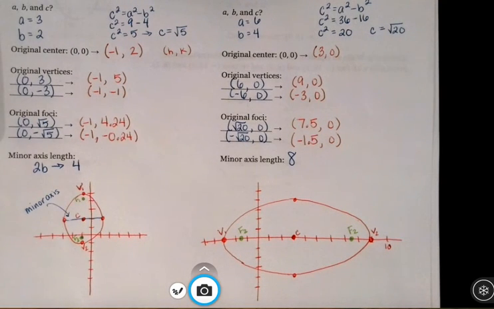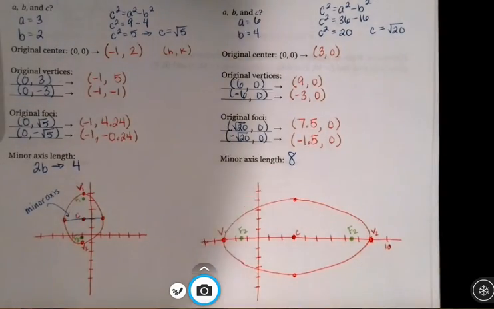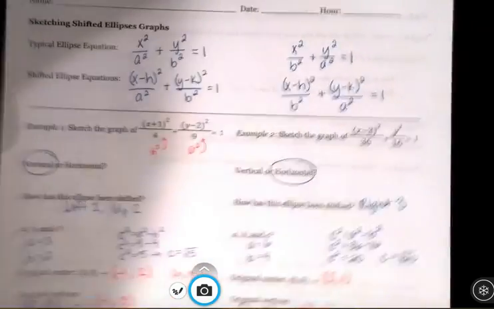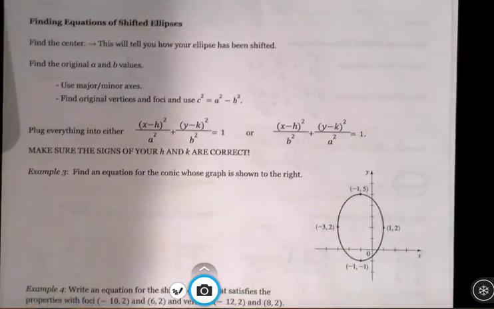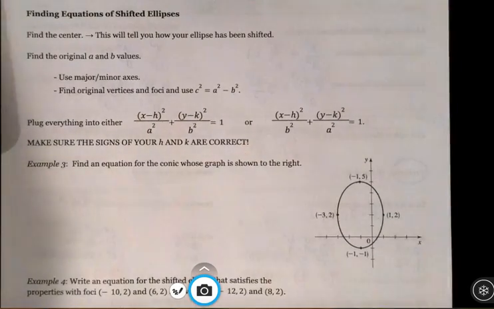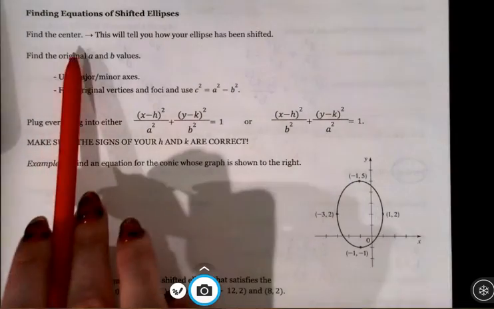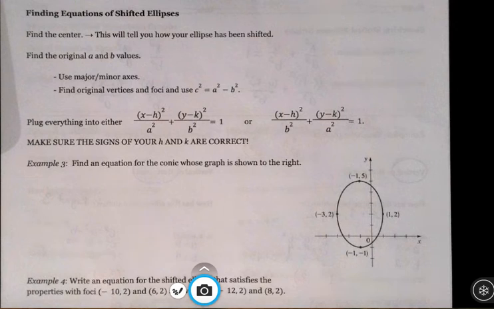So we did 2 examples on the front with sketching a graph. So we're going to flip over to the next page. On the next page, we're looking at if we're given information or given a picture, we're going to write an equation that matches or that goes with those. So we always want to figure out where our center is so we can figure out how it's been shifted so we can work backwards to find our original pieces of information.